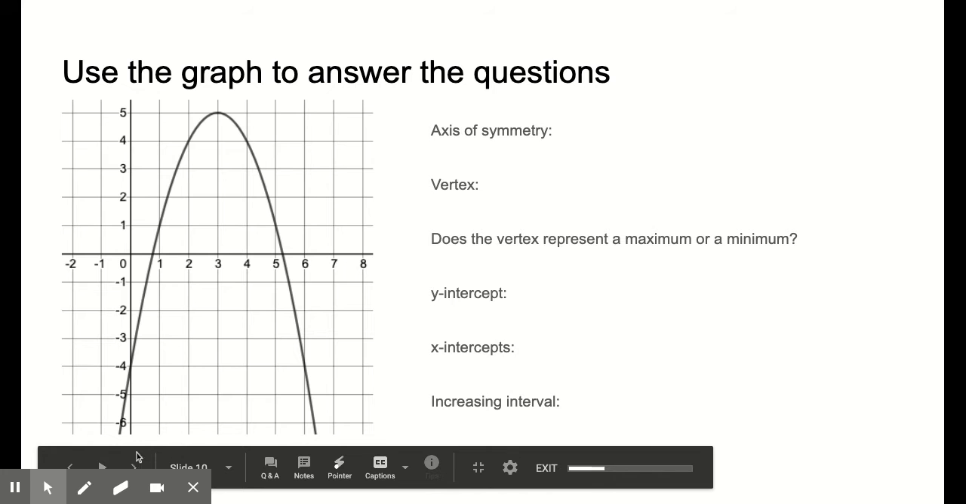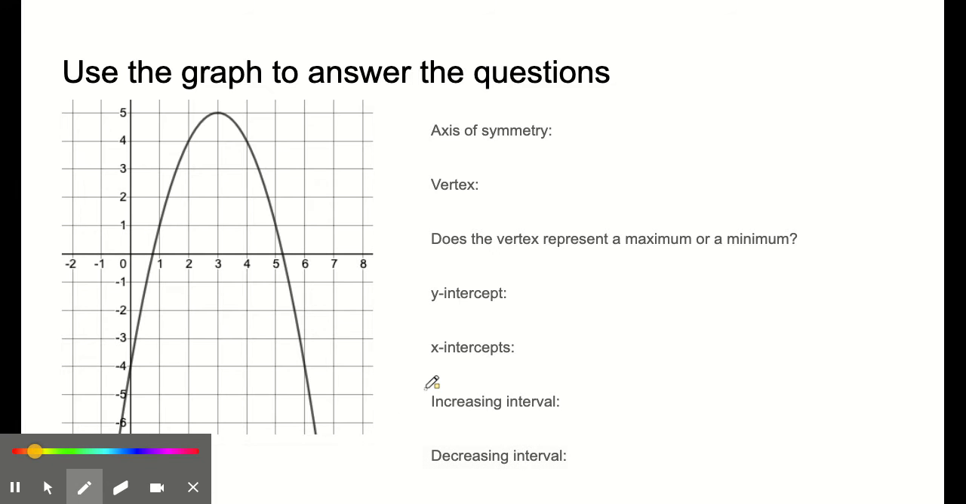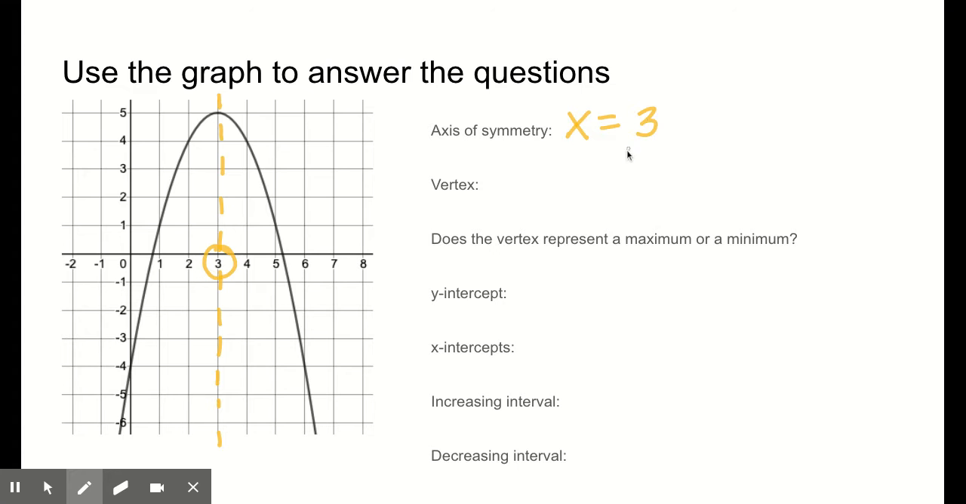All right, so for this graph here, the first thing we're asked to do is to identify the axis of symmetry. Remember, the axis of symmetry is the imaginary line that goes through our vertex. So here it goes through the x-axis at 3, so that equation is x equals 3. Don't forget, for the axis of symmetry, you must always begin with x equals. Otherwise, a number on its own does not mean anything to us in the context of the coordinate plane.